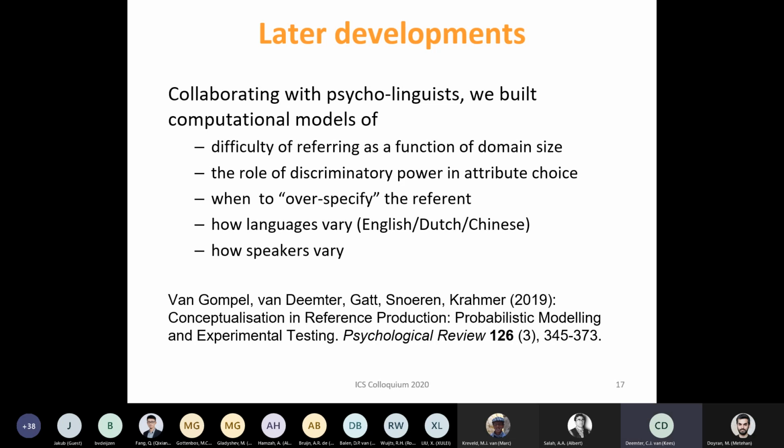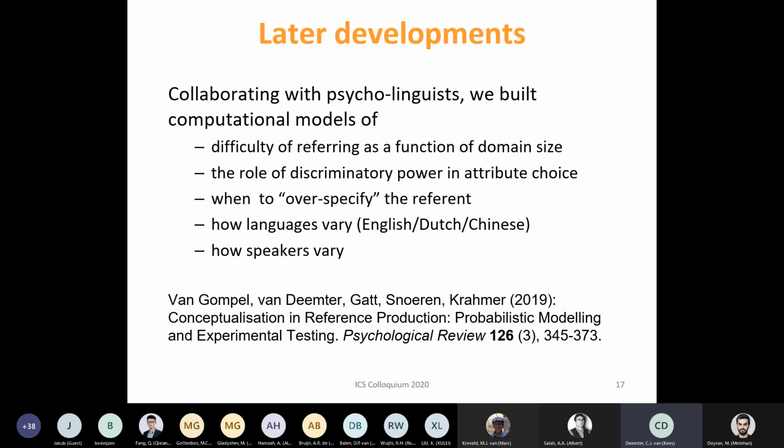The role of things like the discriminatory power of attributes, right? If only very few objects are red and your object is red, does that make it more likely that you use the property? When do you overspecify a referent? In other words, when you've logically said enough, under what circumstances do you want to say more? Very often is the answer, but of course, the model makes this precise.